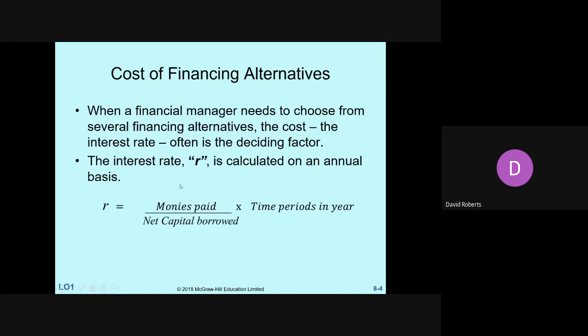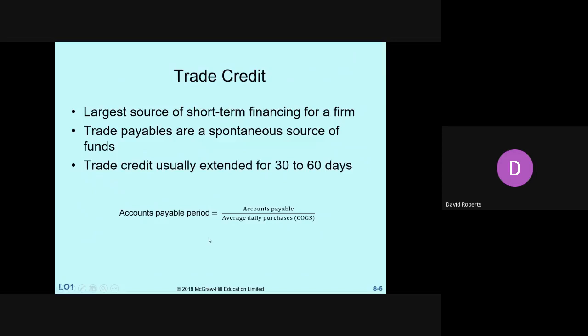You can see there's a fairly straightforward formula for calculating the annualized interest rate. Simply take the monies paid, which you can deal with as, say, interest, divided by the principal, how much you borrowed, and you multiply it by the number of time periods per year. So that will turn it into an annualized rate, because remember, these are less than 1 year time periods we're talking about. Accounts payable, you can see for the accounts payable period, simply take AP divided by COGS, or the average daily purchases.